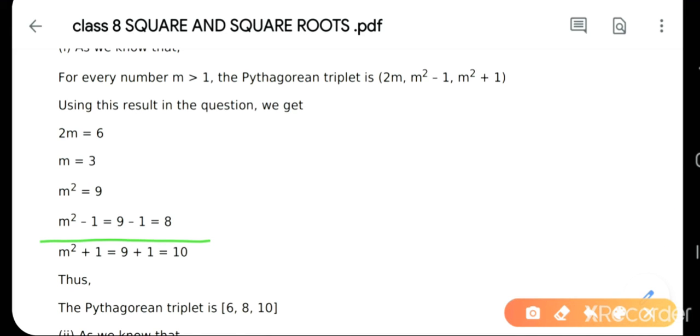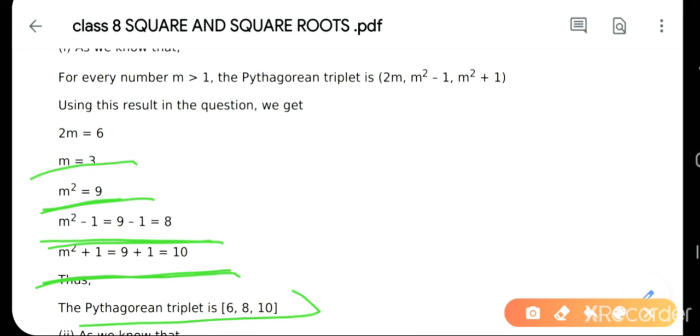m square minus 1 and m square plus 1 would be calculated here. The value of m is 3, the value of m square is 9, and then m square minus 1, m square plus 1, and then you have the Pythagorean triplet. Clear?